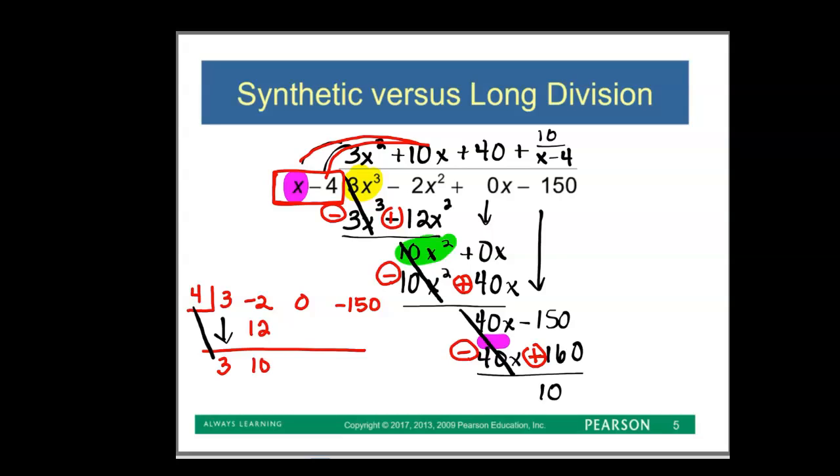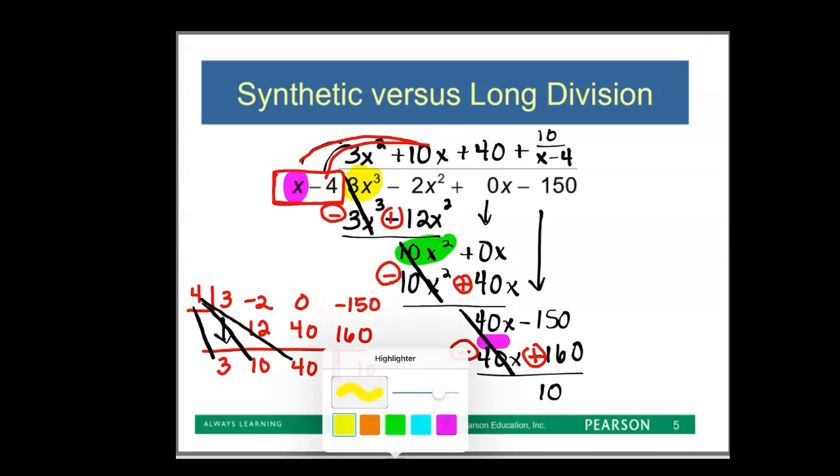Add vertically to get 10. Repeat: 10 times 4 is 40. I record it and I add. And then I do this again: I multiply, then I record, and then I add. We set our quotient apart from our remainder by putting double bars right there. You'll notice this corresponds to what we got when we performed our long division. So we're getting the same answer, but we're getting it in a much more efficient way. That's what synthetic division allows us to do.